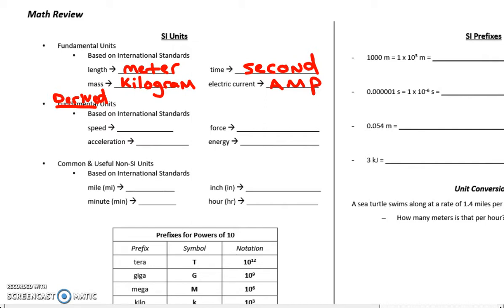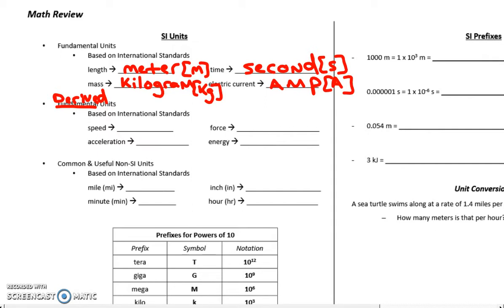For letters, we use lowercase m. We have kg for kilogram. For second, we have lowercase s. And then for amp, we have capital A. And then derived units are basically a combination of the four above. Oh, by the way, there's actually 7 fundamental units, but we will only be talking about 4 of them. And then the derived units are combinations of those 4 units.